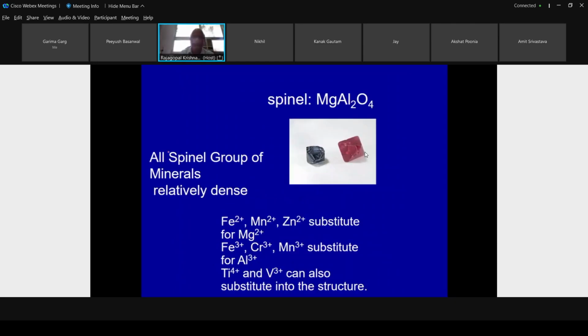Take spinel. Basically spinel is a group. It can be a chromite, magnetite, it can be anything because they are substituted. When iron substitutes, it becomes a magnetite. When manganese substitutes, it becomes a manganese-bearing mineral. When iron substitutes for magnesium, it becomes a magnetite.